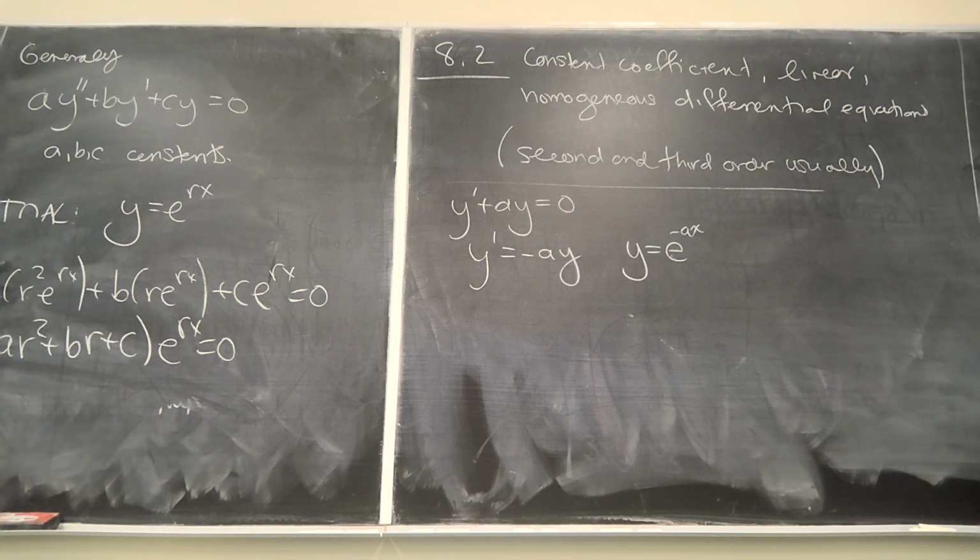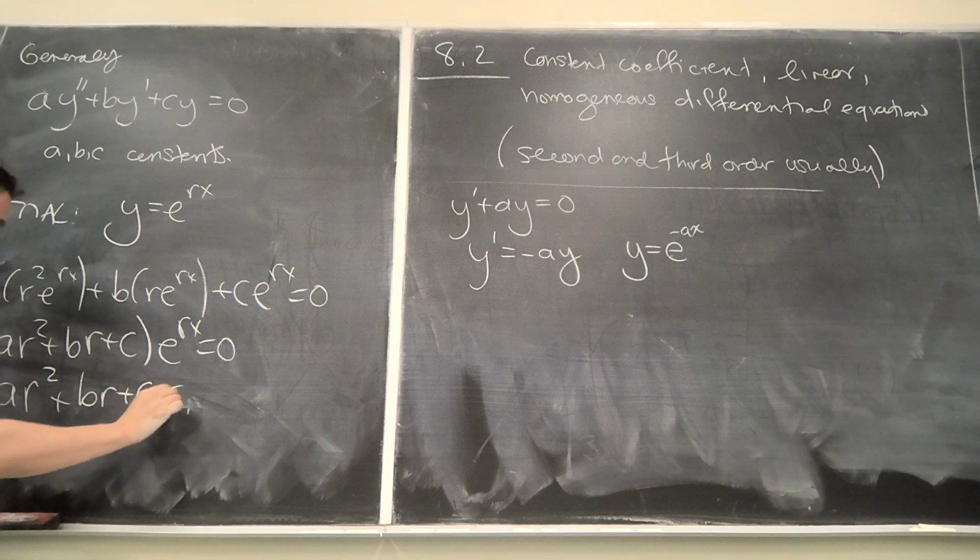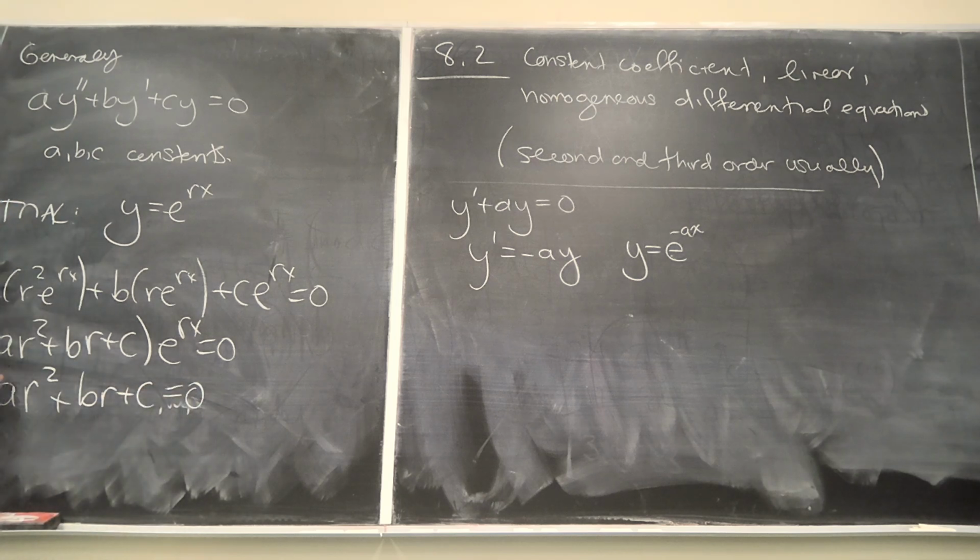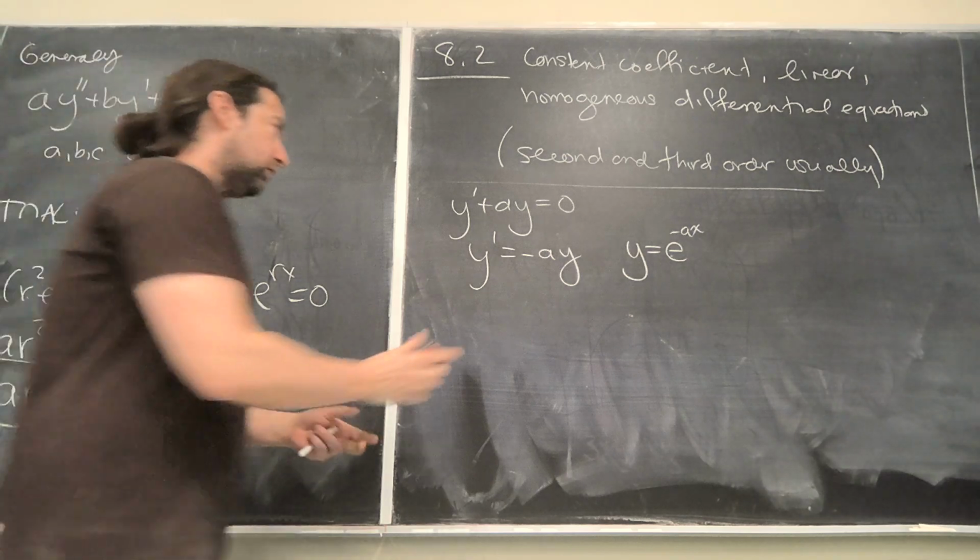Well, e to the rx can never be equal to 0 because it's an exponential function, so we can just discard it. We can divide both sides by e to the rx if you like. And what we land on is the equation: this is a solution if this equation is solved, ar squared plus br plus c is equal to 0. So this guy right here turns out to contain all the information that we want to know about the structure of solutions to a second order linear constant coefficient homogeneous differential equation.